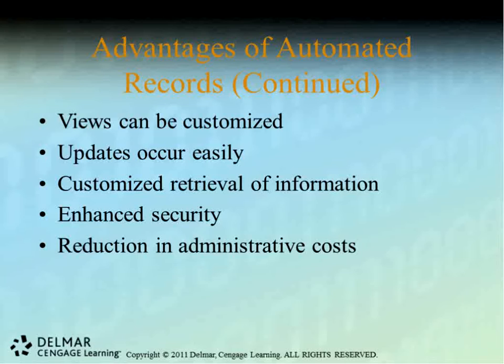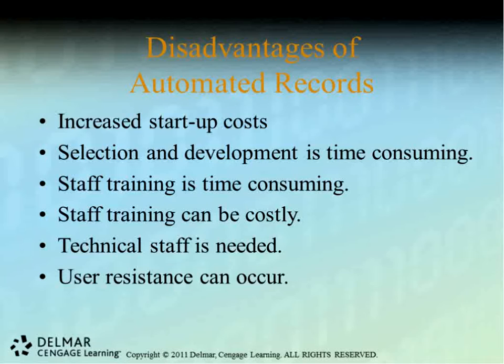I mentioned that before when we talked about paper records in the different formats, like the source-oriented and problem-oriented. In an automated record, you can see your information in any manner you wish. Enhanced security, reduction in administrative costs, all of these things are advantages to automated systems. Now, in terms of disadvantages, it's more expensive to implement. You will probably see savings in the long run, but initially it's going to be expensive.